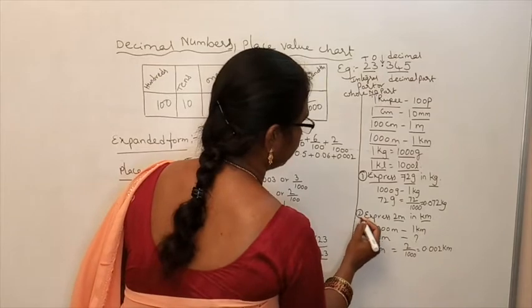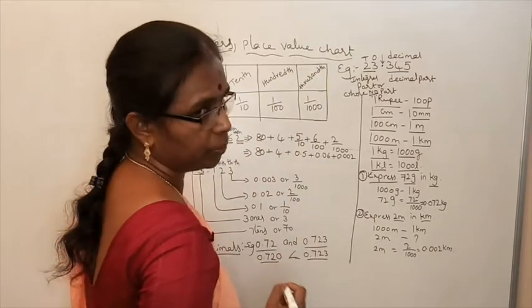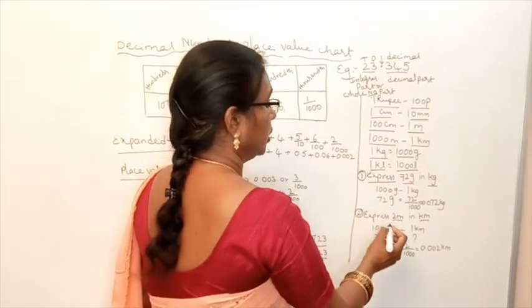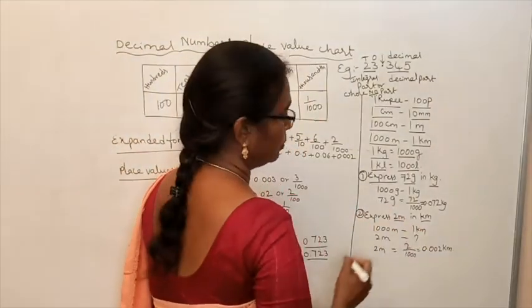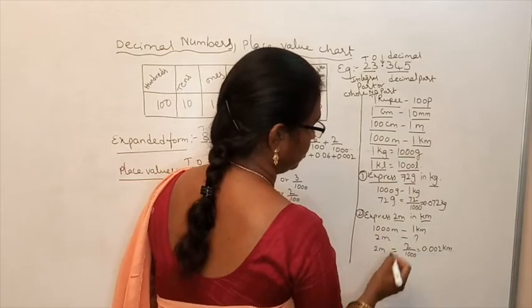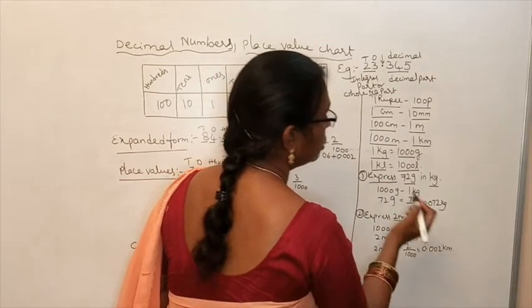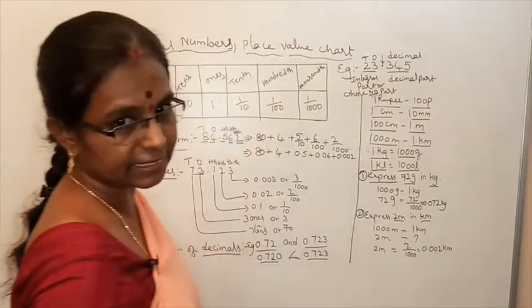Second example: express 2 meters in kilometers. What is the relation between meters and kilometers? 1000 meters is 1 kilometer. Then 2 meters is equal to 2 by 1000, which is 0.002 kilometer. This is exercise 5.